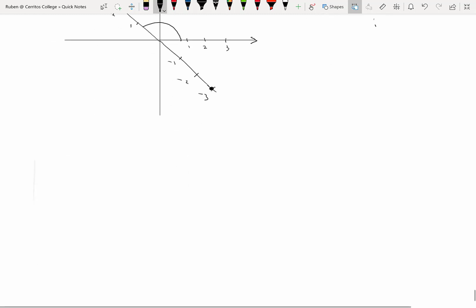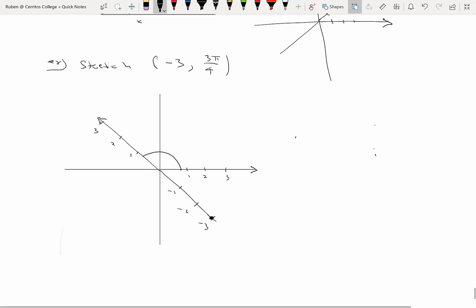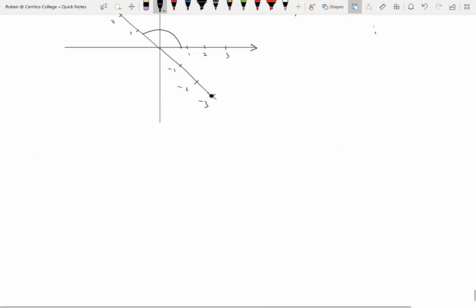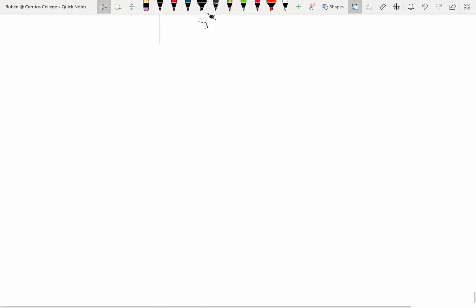So let's go back to our original point. The first point was 3 and pi over 4. Let's consider that point, but let's also consider the point -3 and 5 pi over 4.